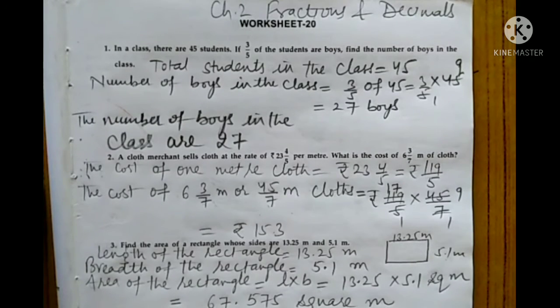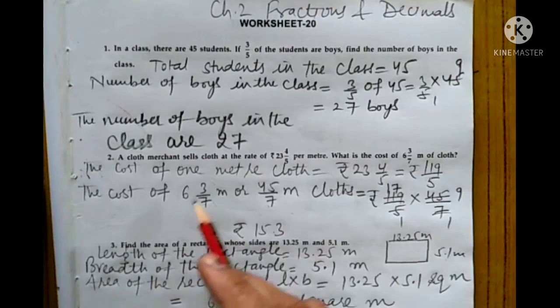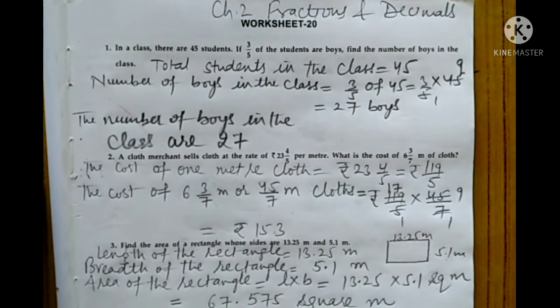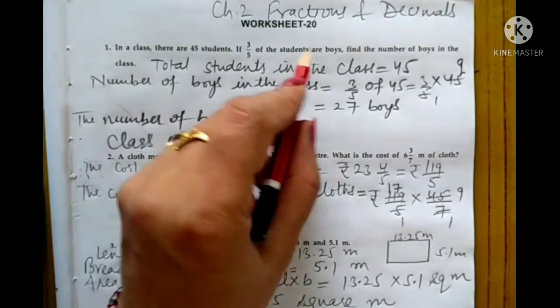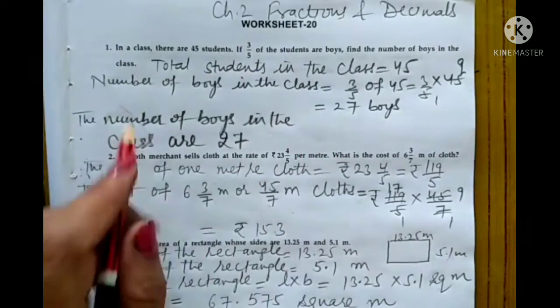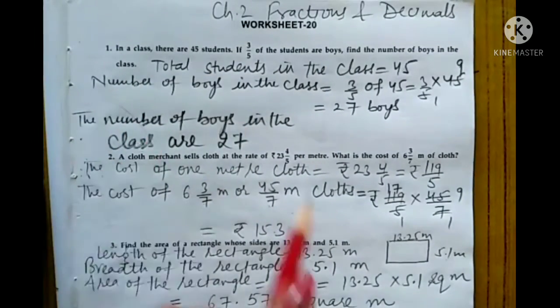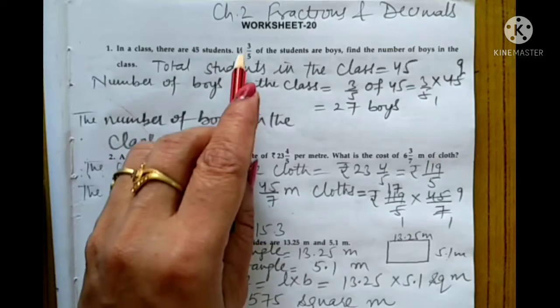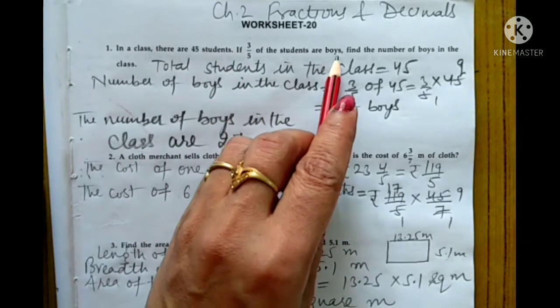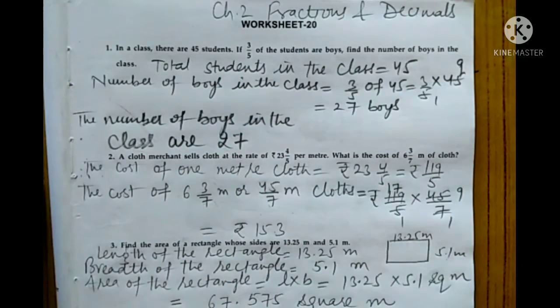I, Neela ma'am, am here. Today I am going to teach you chapter number 2, fractions and decimals. I have taken worksheet number 20. Question number 1 is: in a class there are 45 students. If 3/5 of the students are boys, find the number of boys in the class.